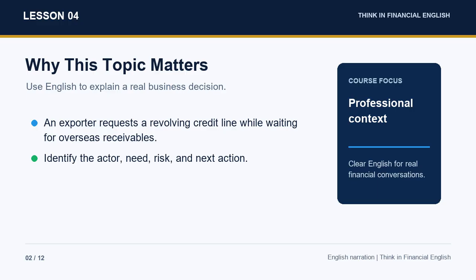When you hear the key terms in this lesson, ask yourself four questions. What is the business purpose? What is the risk? Which institution or client is involved? And what would a professional recommend next? This habit is the difference between textbook English and workplace English.